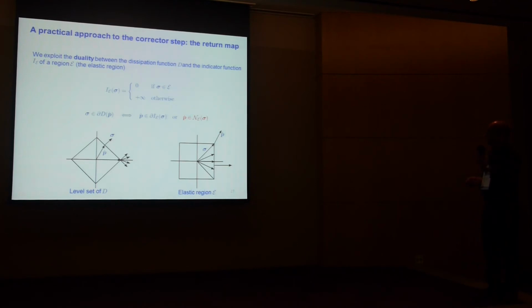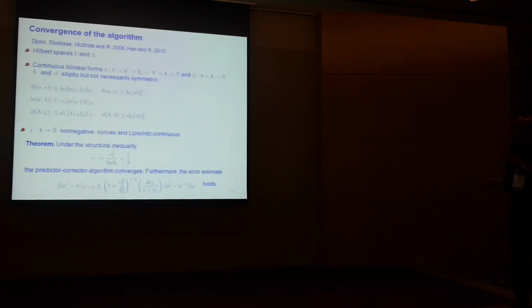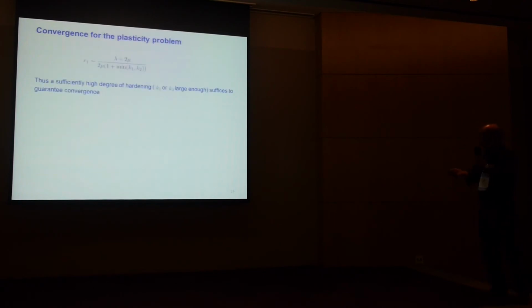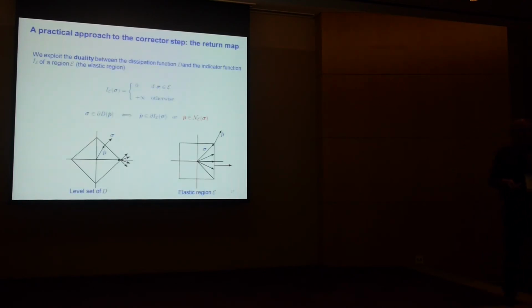Let me just say a word about this, because if I go back to my predictor corrector algorithm, the corrector step says solve this. So there still remains the question: how am I going to solve that? Well, the way in which we do it in the plasticity community, in fact, is not to work with that, but to work with its dual form, which in a way is the more basic form.